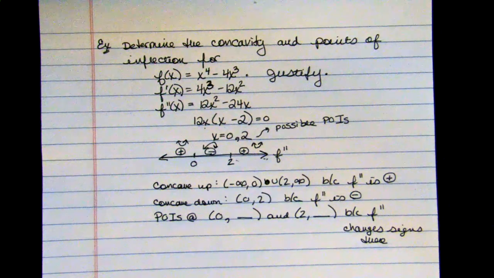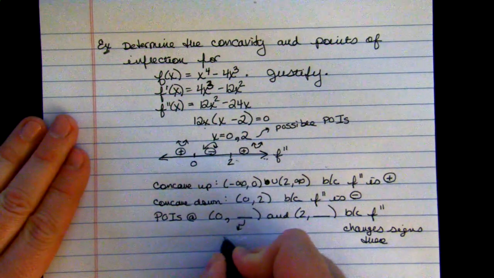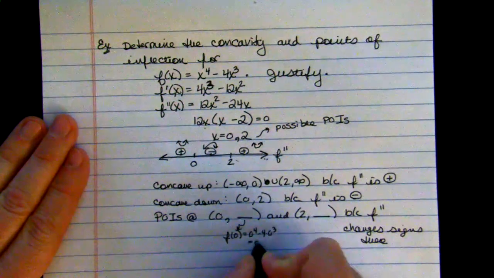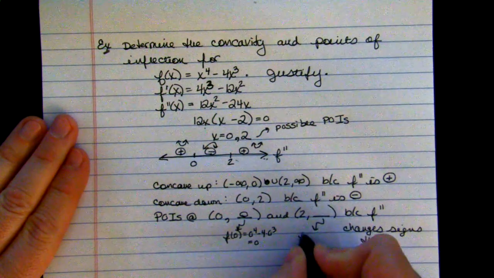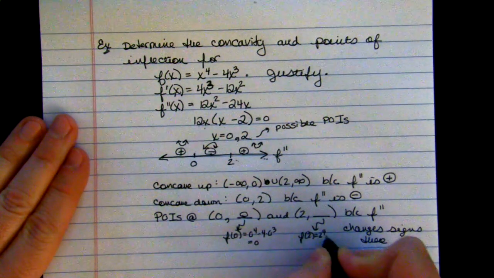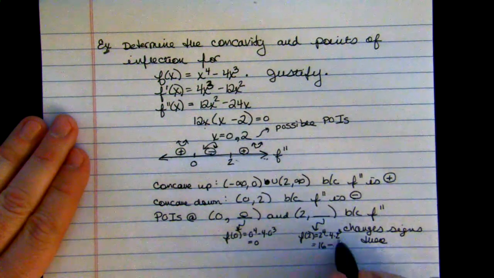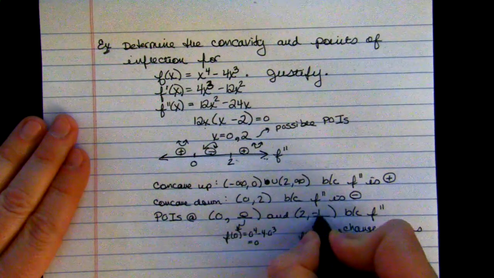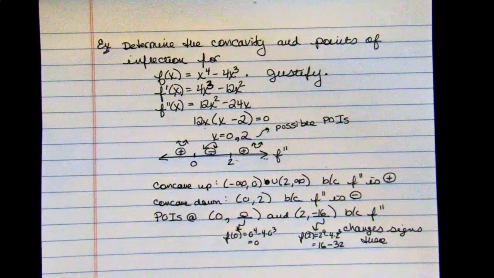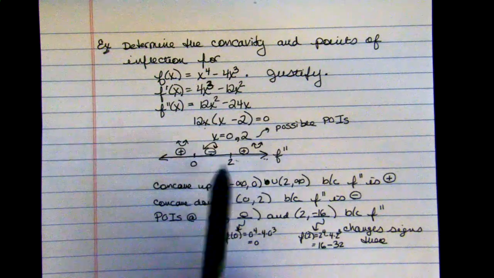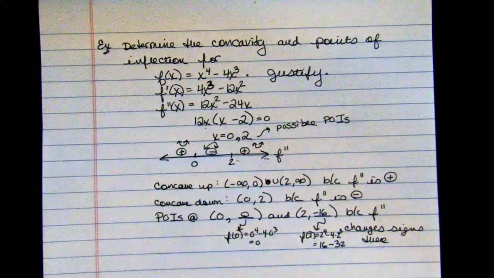How am I going to get the y-coordinates? Like always, y-coordinates come from the original. This is going to be f of 0, 0 to the fourth minus 4 times 0 cubed, that's 0. This one's going to be f of 2, 2 to the fourth minus 4 times 2 cubed. That is 16 minus 32. I think we're going to get negative 16 over there. And we've got our concavity. It will look like an upright parabola in the first region, an upside down parabola between 0 and 2, and an upright parabola after 2.